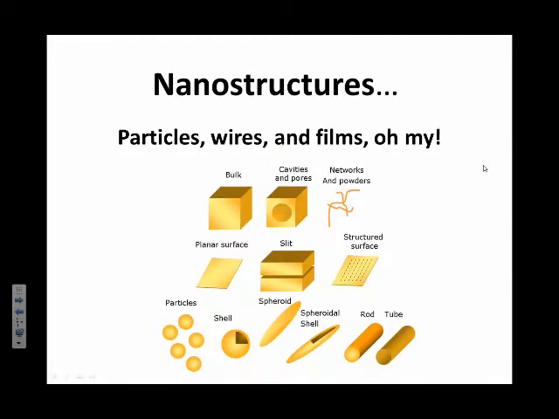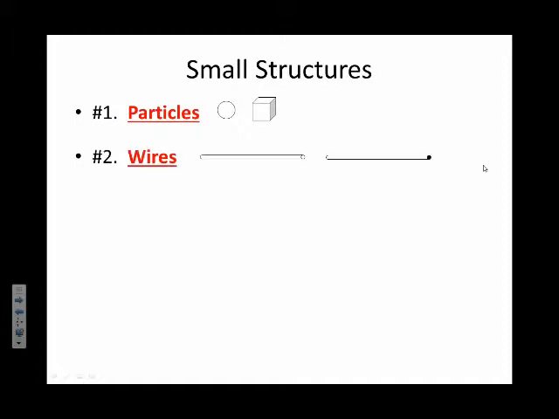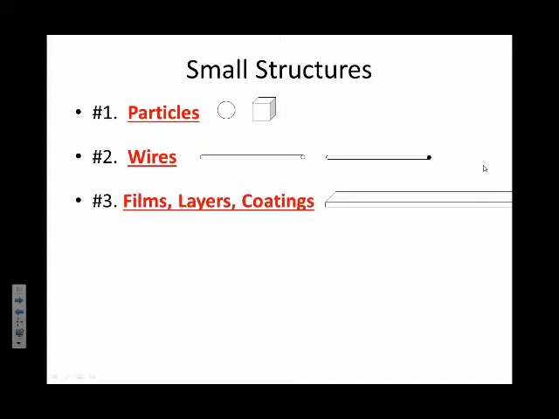Then we got into nanostructures. So there's different types. There's particles, which you can imagine like a shrunken marble or a shrunken down cube. There's wires or nanotubes. There's nanofilms, which is really a thin layer or thin coating. And then there's also these porous materials, kind of like mini sponges.